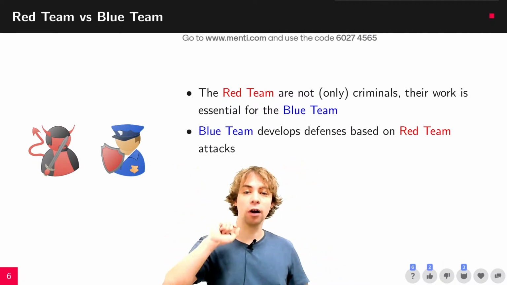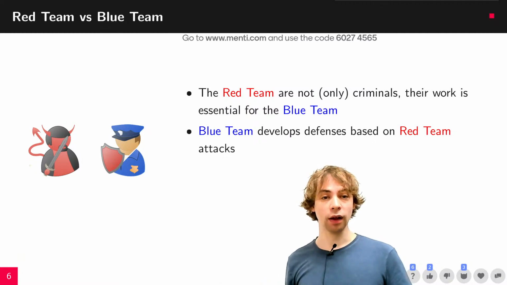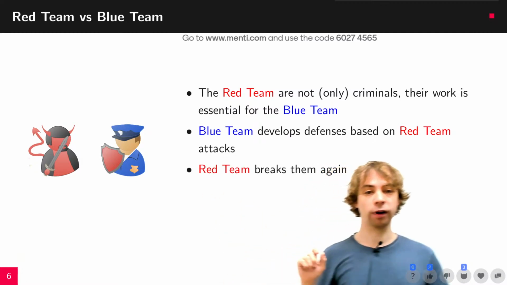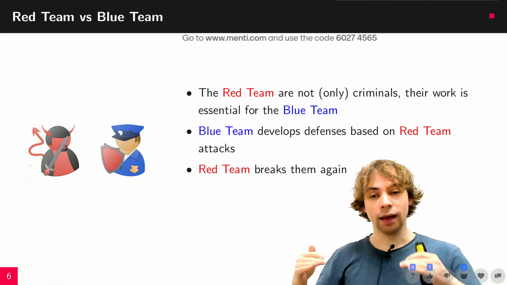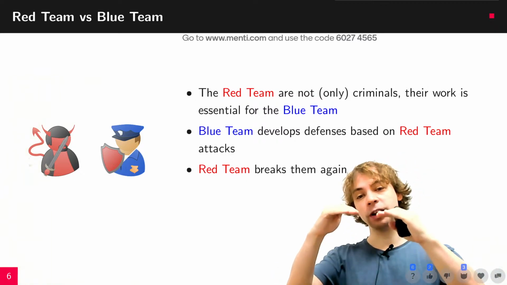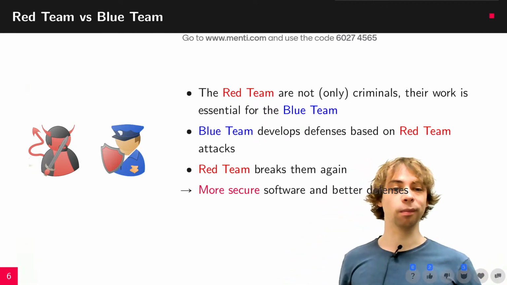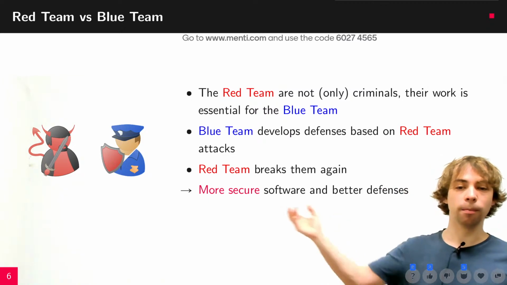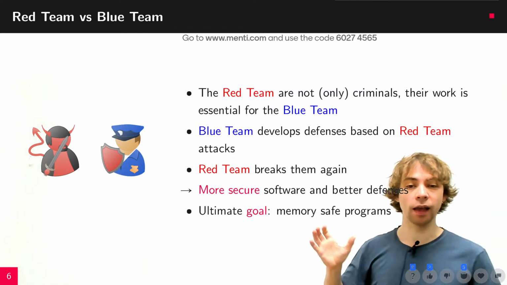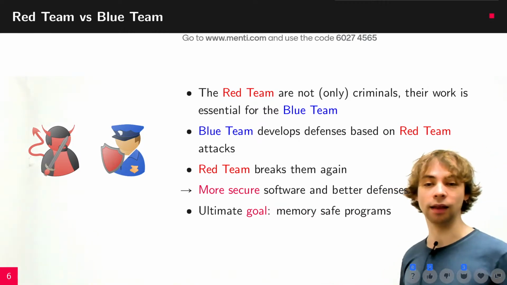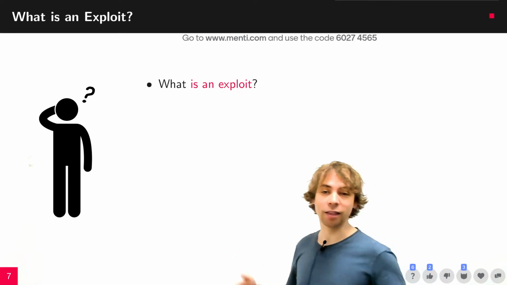The blue team develops defenses based on what the red team found, and then the red team tries to break them again. With that, you play this game of increasing security gradually, step by step, making your systems more and more secure, with better software and better defenses. The ultimate goal would be memory-safe programs that don't have any bugs. So let's talk about the red team, or let's talk about attacks.